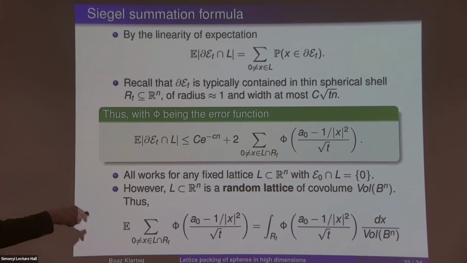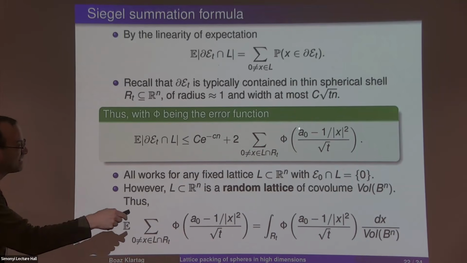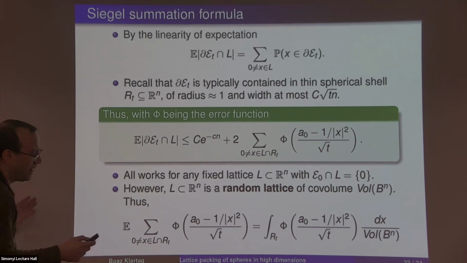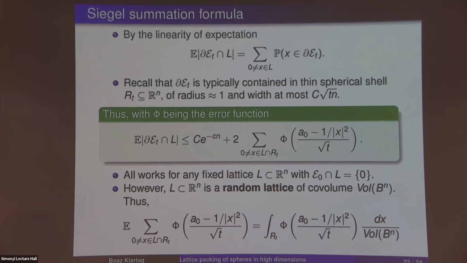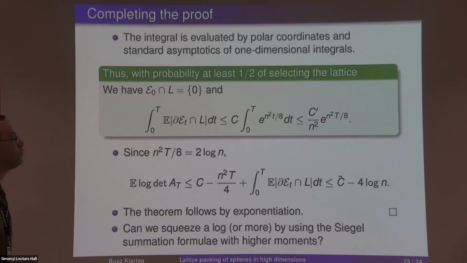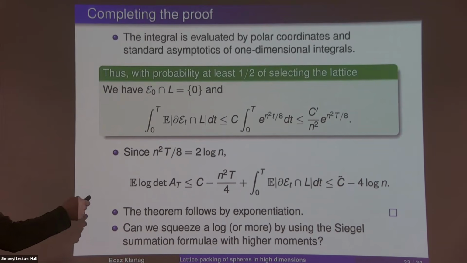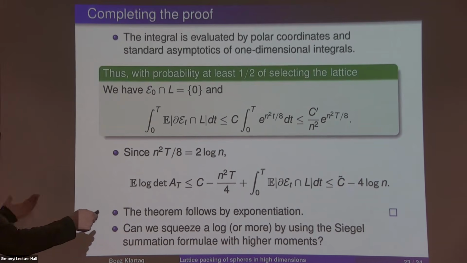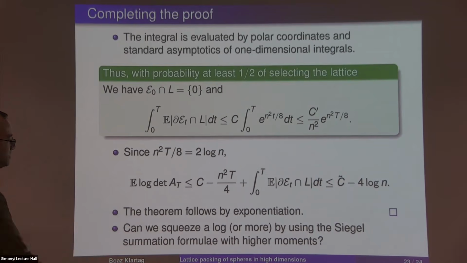If I take the expectation of the right-hand side for a random lattice, this is exactly the left-hand side of the Siegel summation formula. So I replace this impossible sum over the lattice with an integral of a radial function in Rn. That's an easy thing: for the integral of a radial function in Rn, you get a one-dimensional integral, you estimate it, and you get that for a random lattice the expected number of contact points is at most what I told you. You plug in this thing, and this is how you finish the proof.